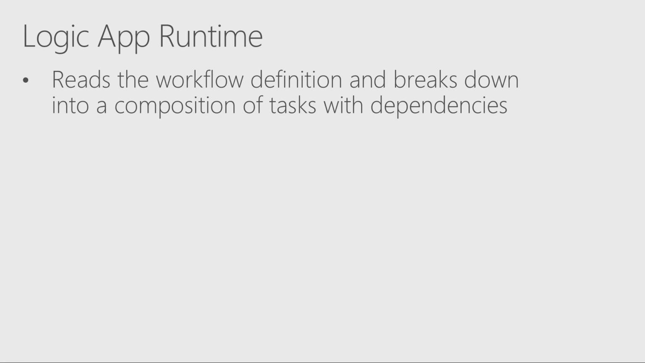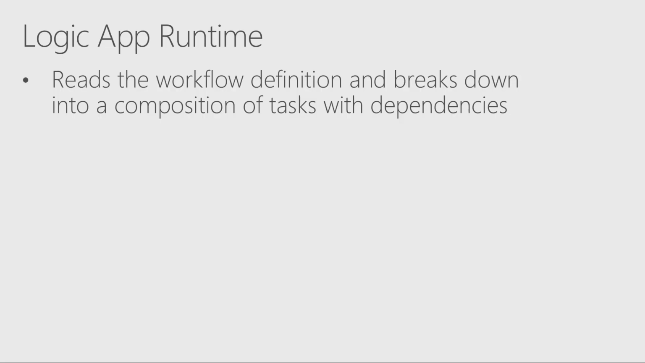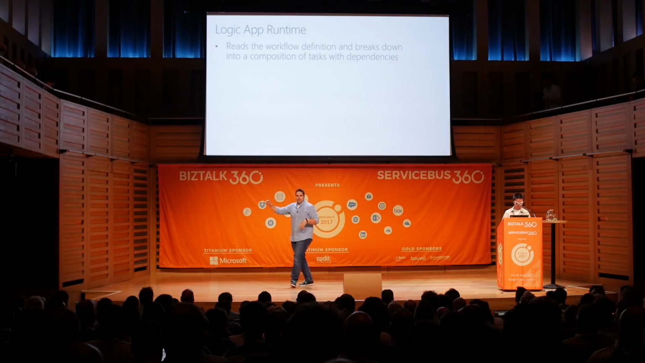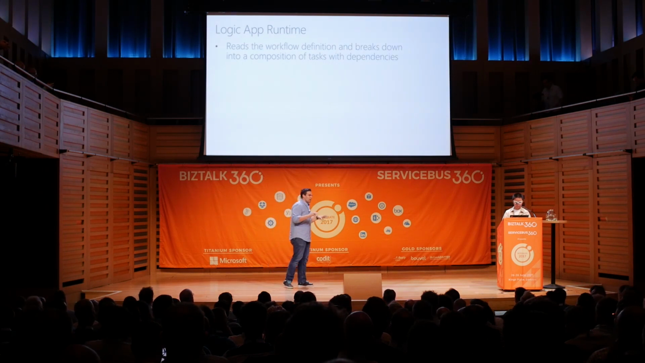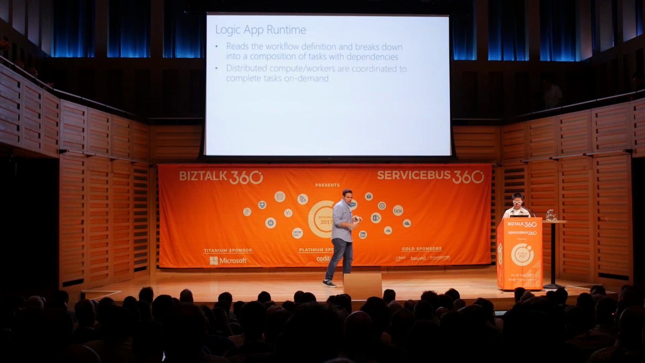So it looks at that definition, it says, okay, I've got 50 tasks in this workflow, and then it will chain dependencies as well. So I can't execute task 38 until tasks 1 through 37 are done first. And maybe I can do task 2 at the same time I do task 1. So that's the first thing it does. It looks at this, breaks it into a series of tasks, and understands the dependencies.